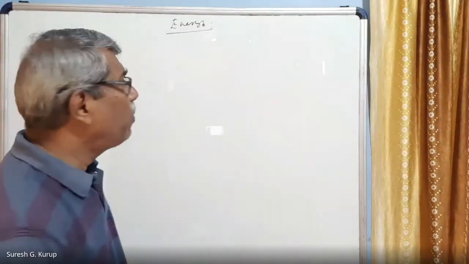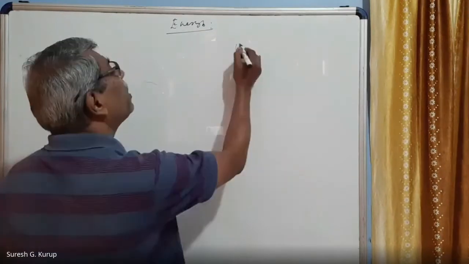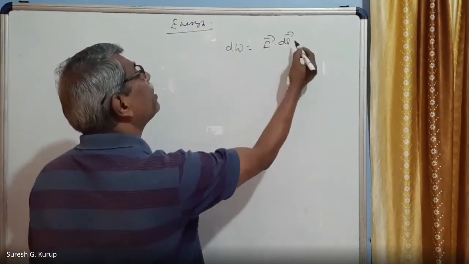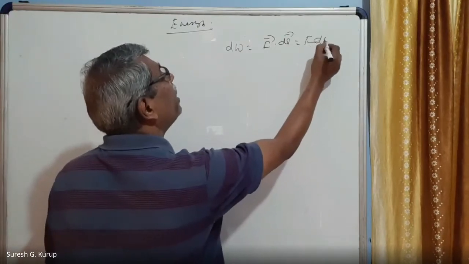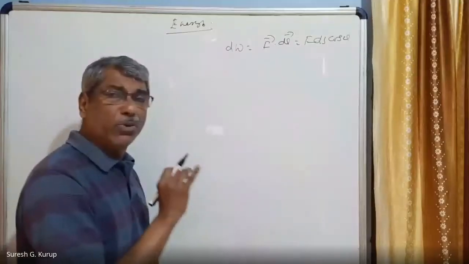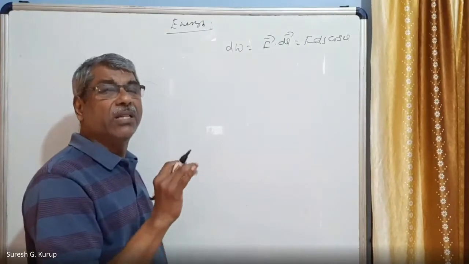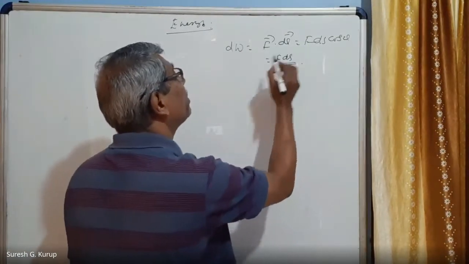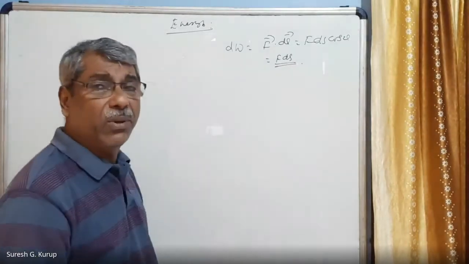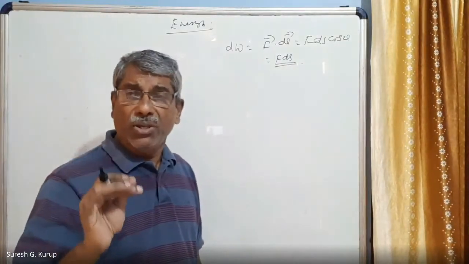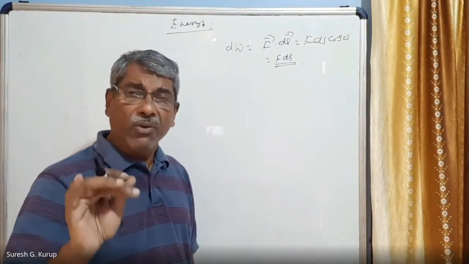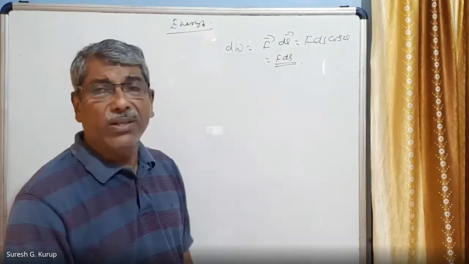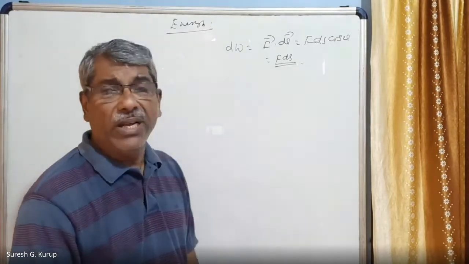Therefore, the small work done dW = F · ds, that is equal to F ds cos θ. As the body moves in the direction of the displacement, θ is equal to 0. This can simply be written as F ds. This is dW. That means a constant force is acting on a body for a very small interval of time, right? The small work done is given by F ds.